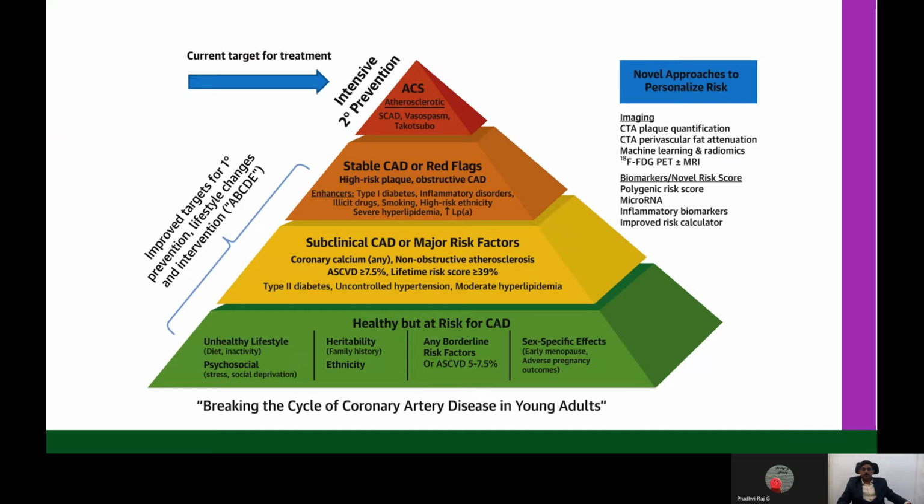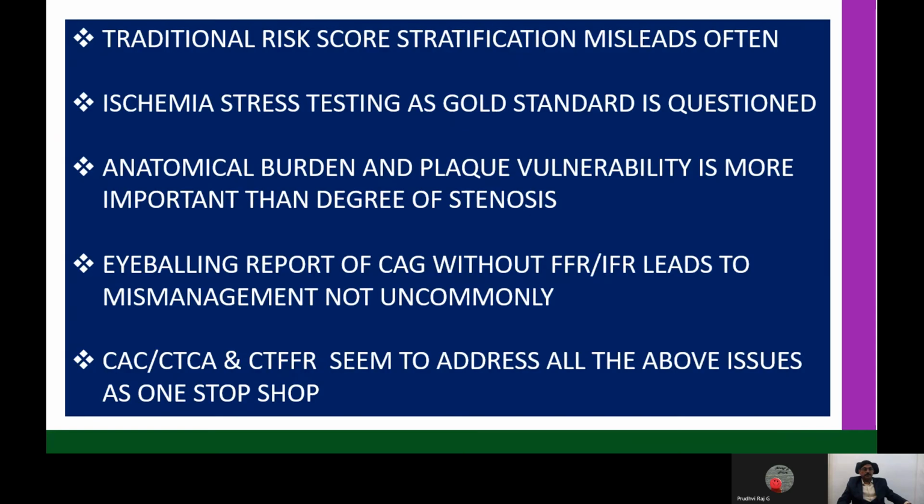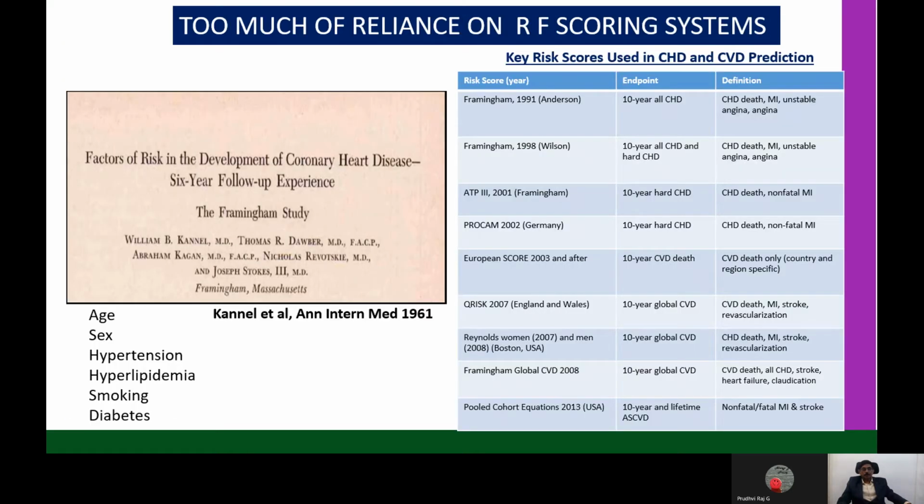The novel approaches to personalized risk include plaque quantification, perivascular fat attenuation, etc. The traditional risk score stratification often misleads, and ischemia stress testing as the gold standard is questioned. Anatomical burden and plaque vulnerability are more important than the degree of stenosis. Eyeballing the CAG report without FFR or iFR leads to mismanagement, not uncommonly. And the CAC, CTCA, and CT-FFR seem to address all the above issues as a one-stop shop.